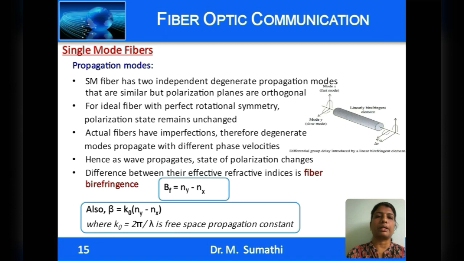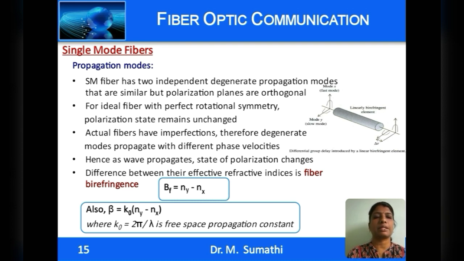The next important parameter is the propagation mode. Single mode fiber has only one mode of propagation, LP01, which is made of two degenerate modes which have similar propagation constants, but their plane of polarization is orthogonal. So we have two orthogonal planes that propagate in the fiber. For an ideal fiber with perfect rotational symmetry, both the modes propagate in the fiber with the same velocity. Therefore, their polarization state remains unchanged.